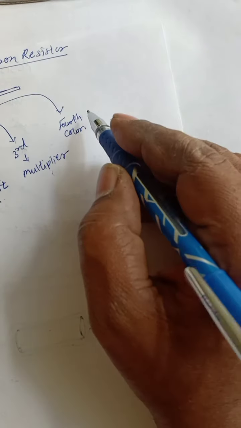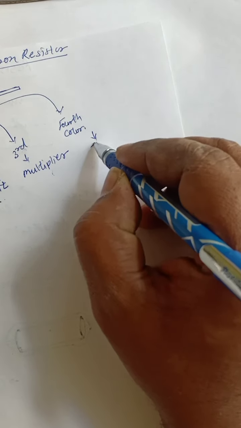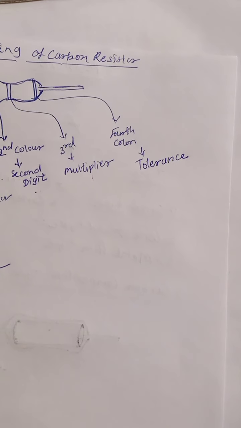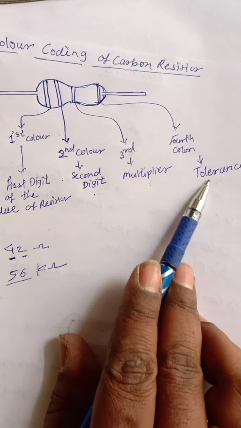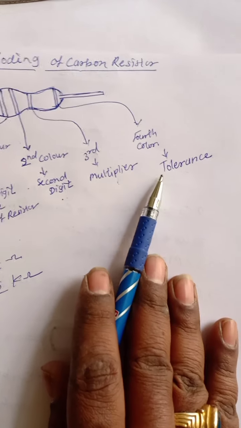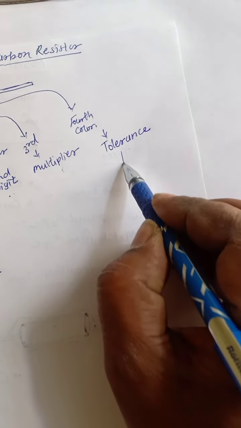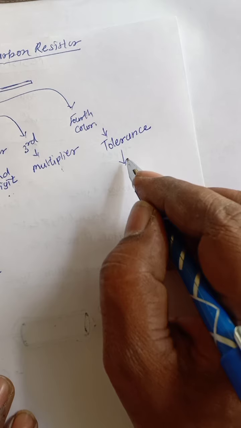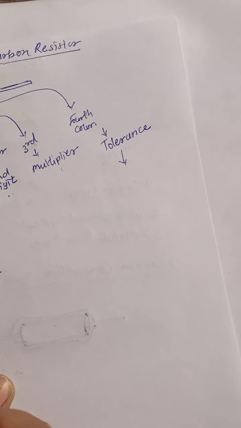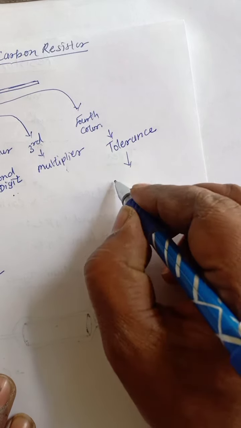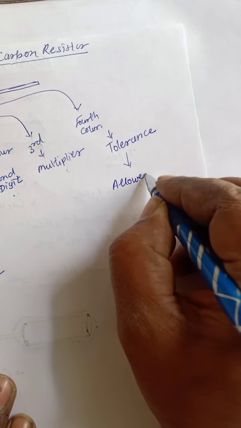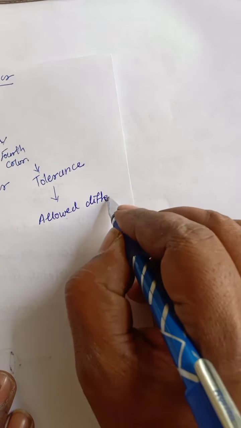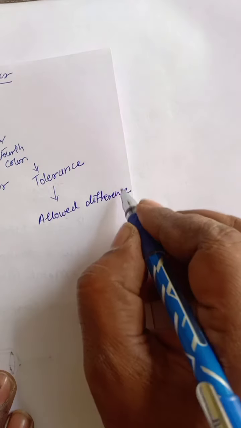Then the fourth one is the tolerance. The fourth color band is used for tolerance. Tolerance is the allowed difference.